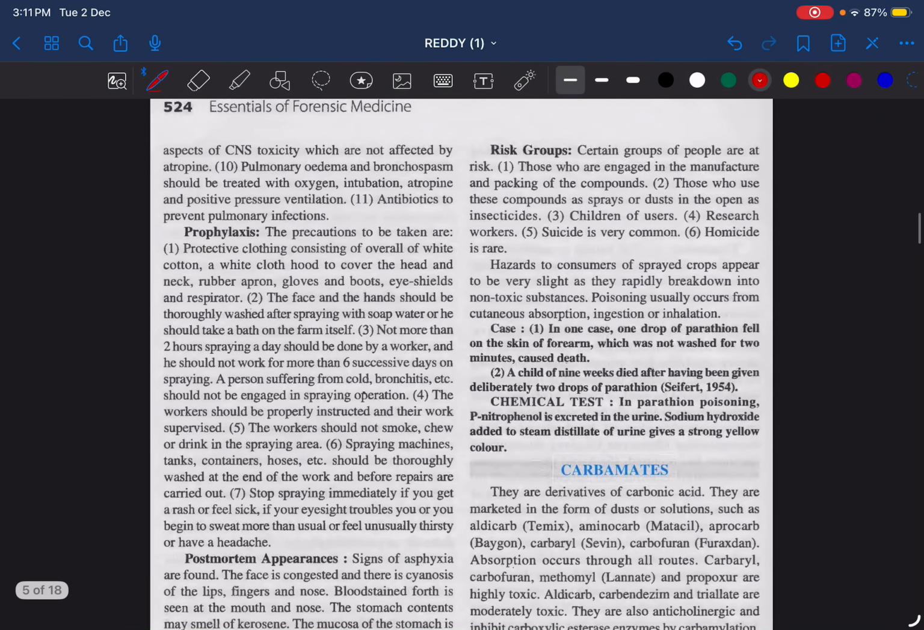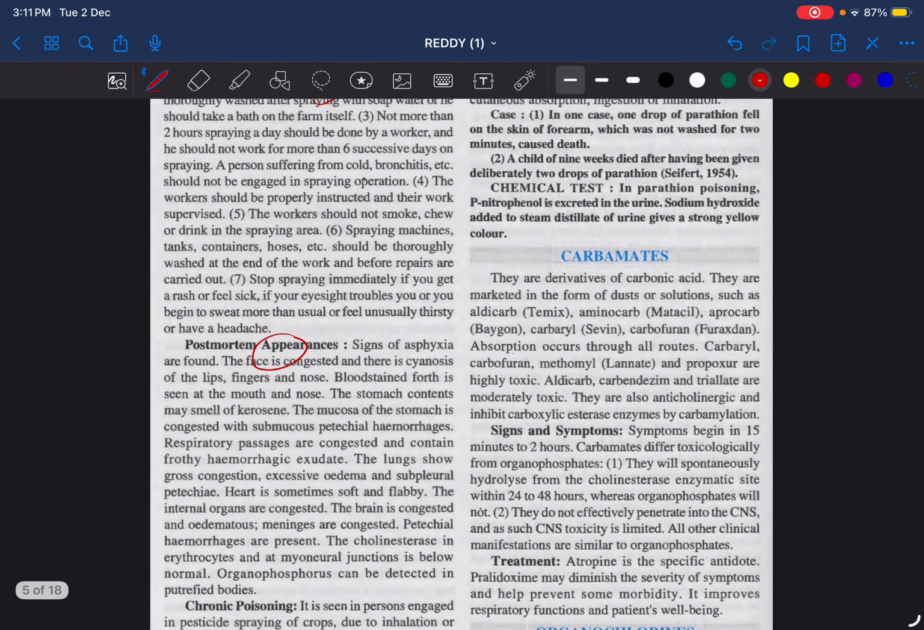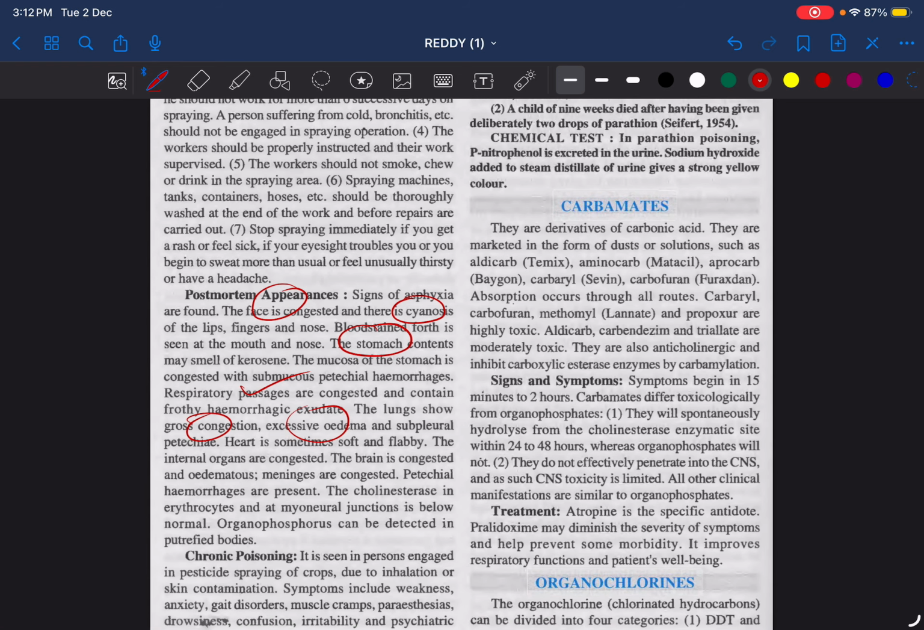Coming to the management of complications: if the patient is in severe pulmonary edema, we may have to use positive pressure ventilation also. Then prophylaxis: protective clothing, and the face and hands should be thoroughly washed. Postmortem appearance, remember: the face will be congested and there will be cyanosis, because these are signs of asphyxia. The stomach contents will have the smell of kerosene, and there will be submucous petechial hemorrhages in the stomach, very important. The lungs show congestion and excessive edema, and the brain and all the organs appear congested.